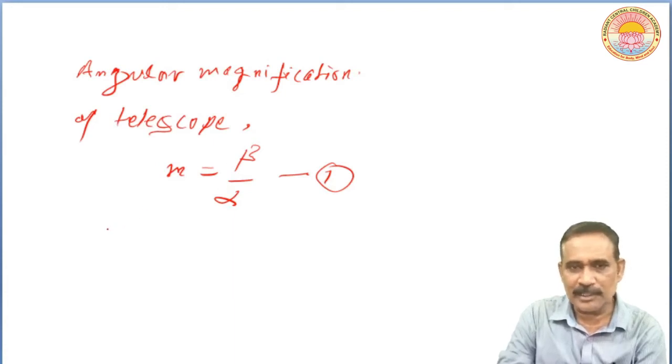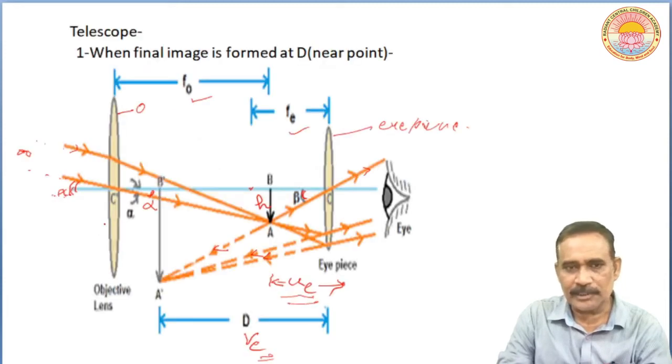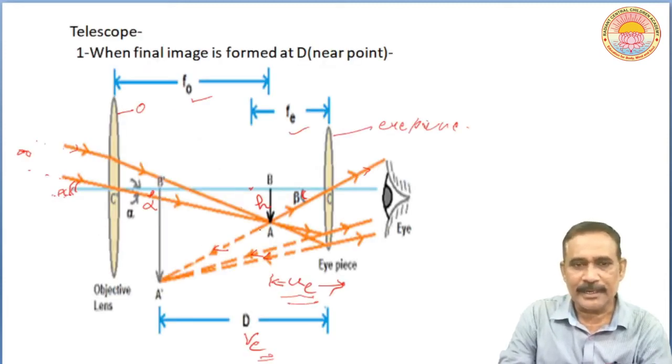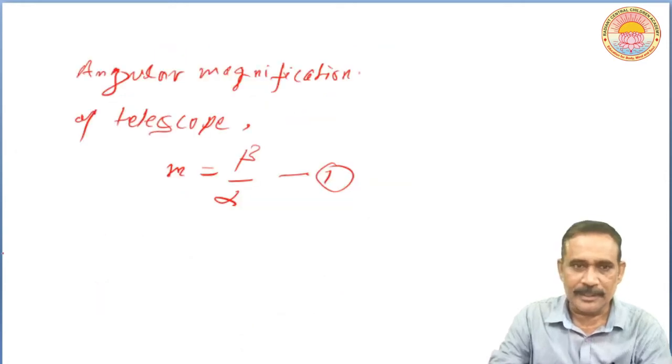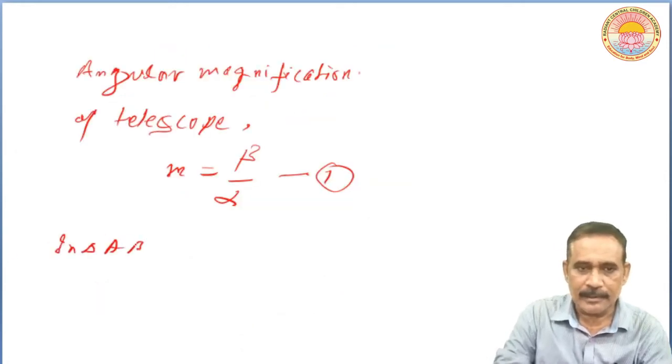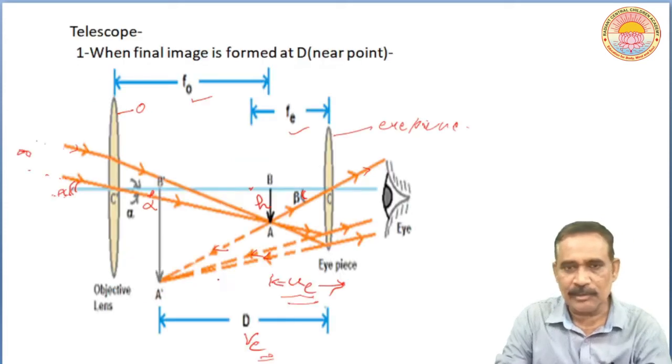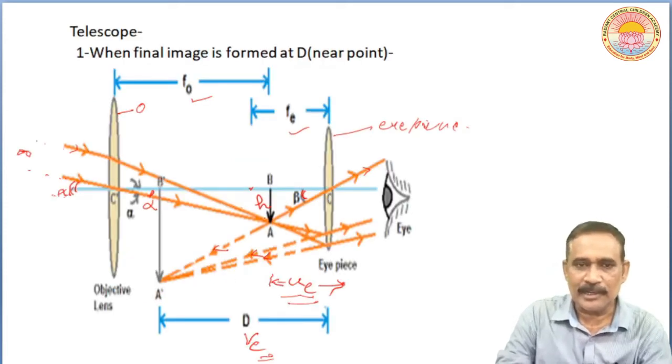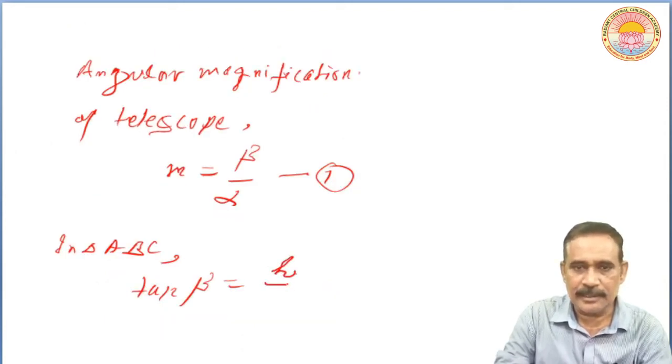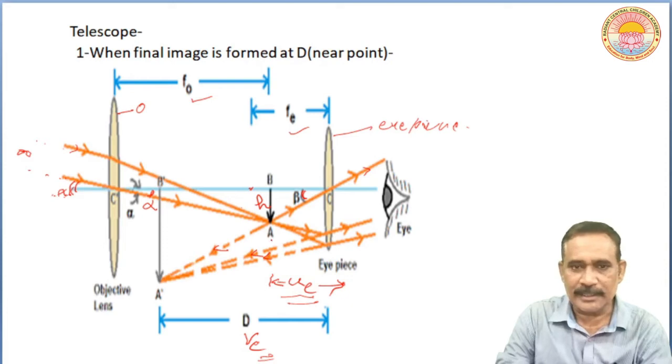Now we have to calculate the values of alpha and beta. So you see the figure. First, in triangle ABC, tan beta equal to perpendicular by base. The perpendicular is here, that is h, and the base is UE. So tan beta equals h upon UE.